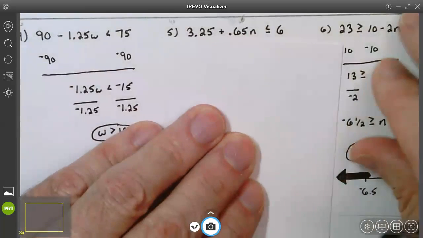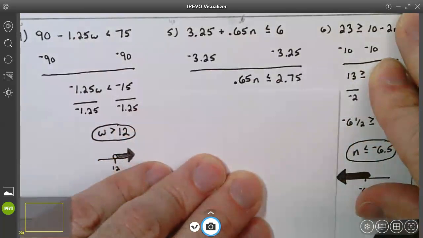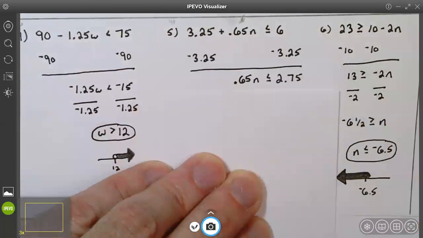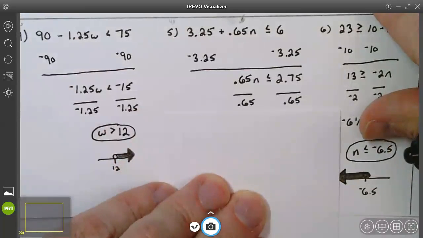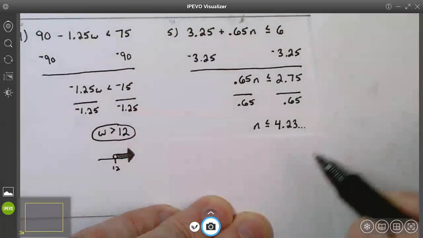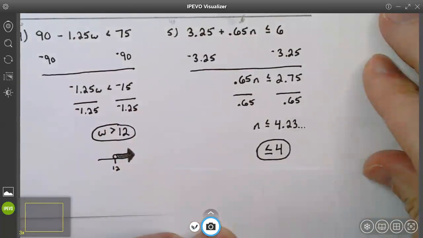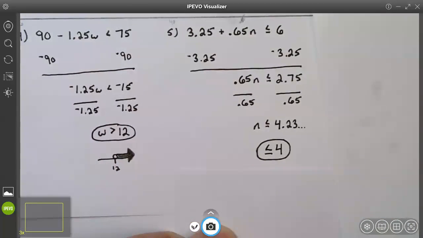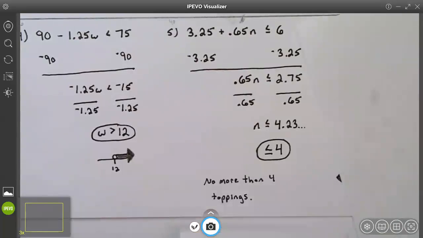To solve this, we subtract 3.25 from both sides, then divide both sides by 0.65. At no point did we multiply or divide by a negative, so at no point did we have to flip our symbol. He can't have 0.23 of a topping, so the answer is less than or equal to 4. And the graph would be closed circle to the left, and the answer to the word problem is no more than 4 toppings.